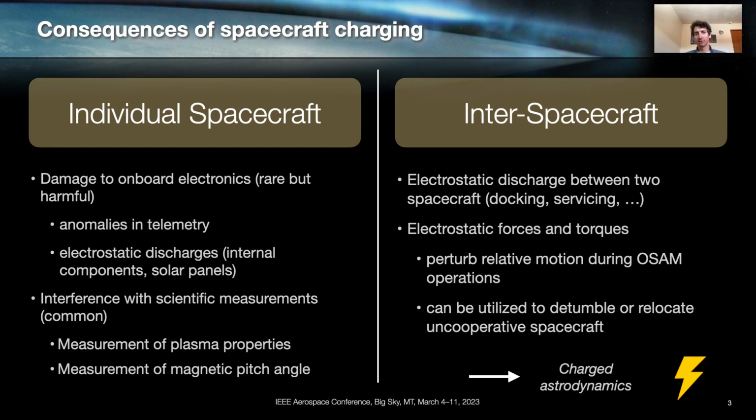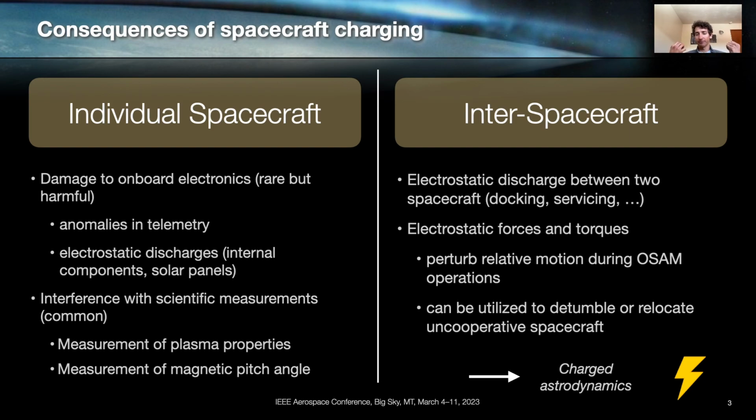So what are the consequences of spacecraft charging? Well, some of the consequences are for an individual spacecraft, for one spacecraft itself. Spacecraft charging could cause damage to onboard electronics, but also interference with scientific measurements. In our lab, we're more focused on the consequences between two spacecraft that are charged. Some of those effects are, for example, an electrostatic discharge between the two spacecraft if the electric potential is different between those two spacecraft. And especially what we're interested in are the electrostatic forces and torques.